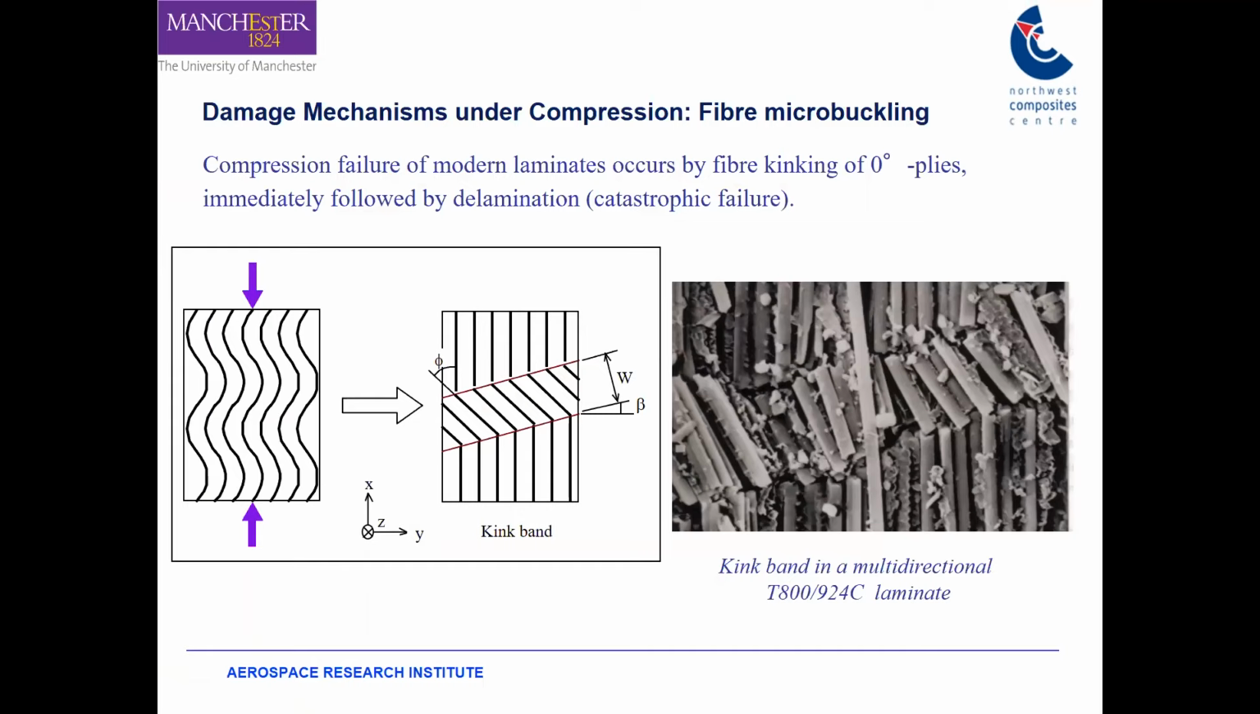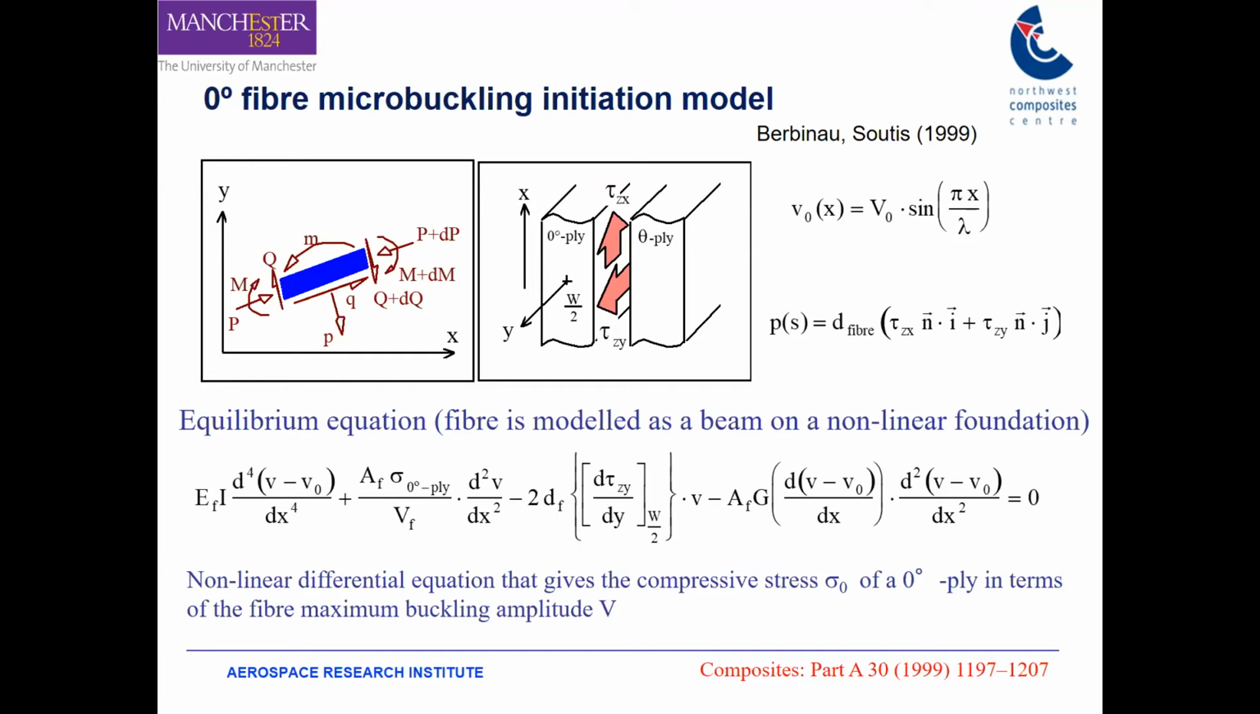And the same critical damage mode, fiber microbuckling, occurs in all multidirectional laminates, where the fiber kinking of the zero plies accompanied by matrix cracking and delamination leads to ultimate fracture of the plate. So this is a fiber instability mode, and this is how we model it, where the fiber is modeled as a Timoshenko beam on a nonlinear foundation.